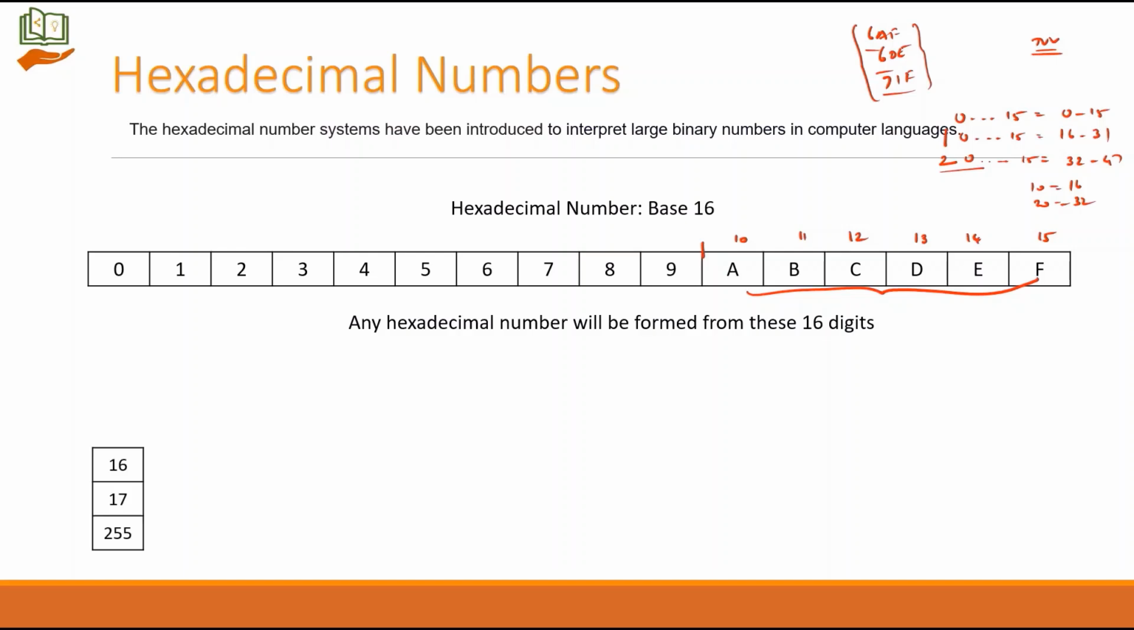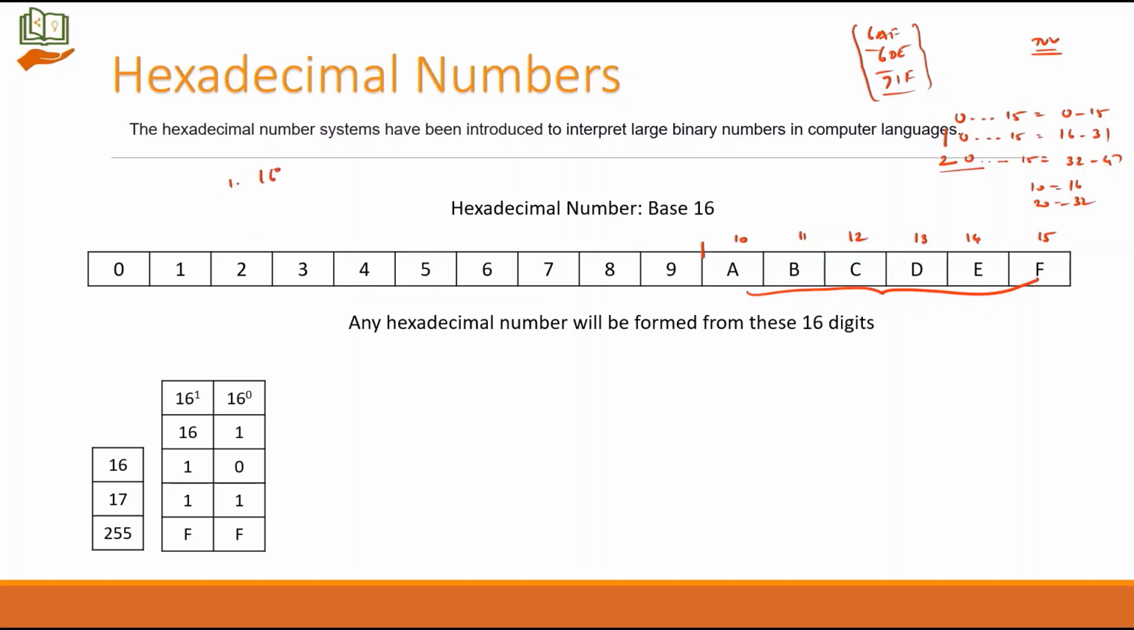Now let's see the example. 16 power 0 and 16 power 1. So for 3 digits we'll have 16 power 2. For 4 digits we'll have 16 power 3. Just as we did for base 10, the same thing will be done here also. So here 16 is what we saw as 1 0. When you interpret this, this is 1 into 16 plus 1 into 0, which is equal to 16. Taking 17, 1 into 16 is 16, 1 into 1 is 1, 16 plus 1 is equal to 17.